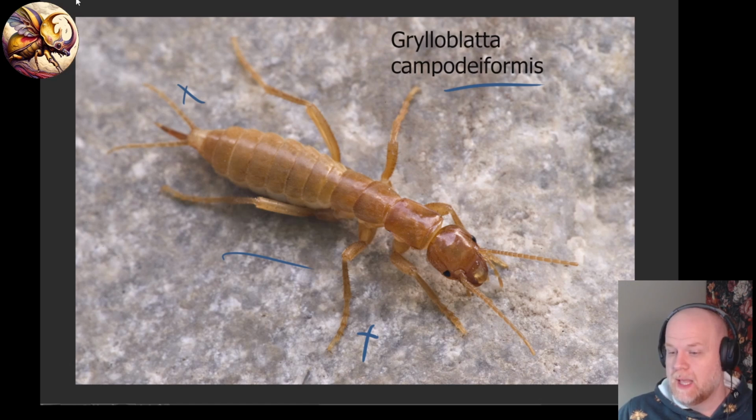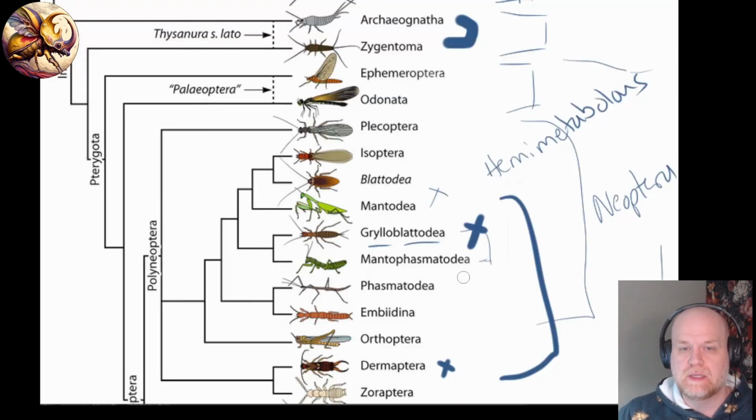Now you know about the Grylloblattids. Next time we will talk about their cousin group, the Mantophasmids, which are even kind of weirder.